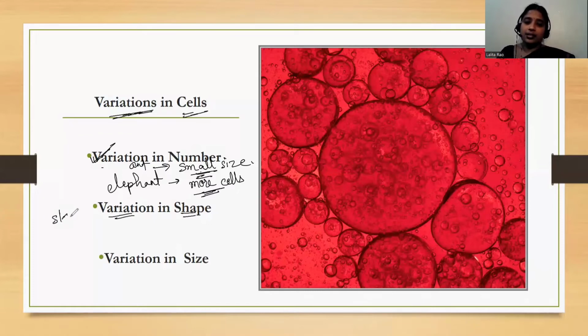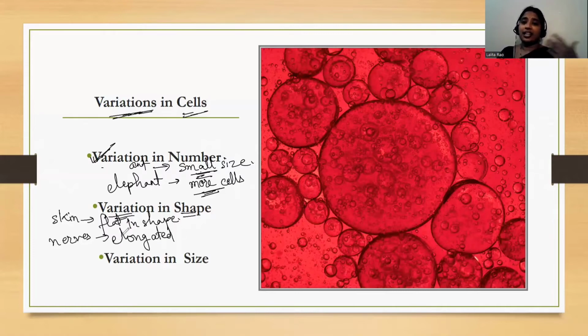our skin is flat, and it covers a large area. So skin cells are flat in shape. And if you take the example of nerve cells, their function is to carry signals from one part of the body to the other part. So they are elongated in shape.